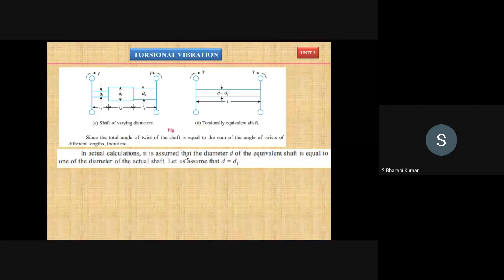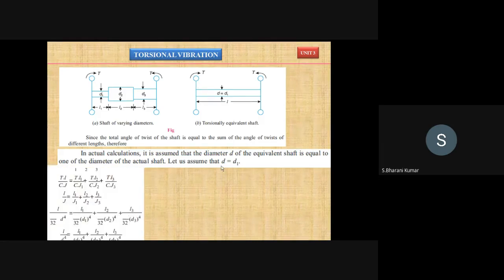In the actual calculation, it is assumed that the diameter D of the equivalent shaft is equal to one of the diameters. Here we will take the first diameter as D. D equal to D1. We assume D1. So instead of taking some arbitrary diameter, we take D1 as D here.